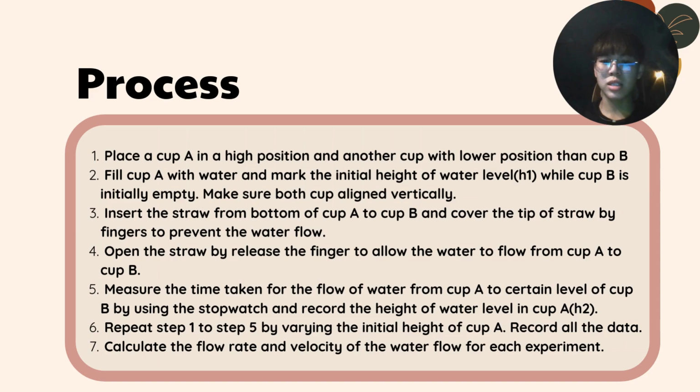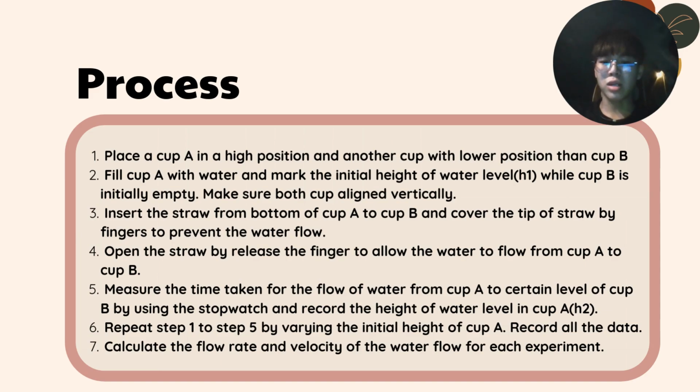Then insert the straw from the bottom of cup A to cup B and cover the tip of the straw with a finger to prevent the water from flowing. Another step is to open the straw by releasing the finger to allow the water to flow from cup A to cup B. Then measure the time taken for the water to flow from cup A to a certain level of cup B using the stopwatch, and record the height of the water level in cup A, which is H2.